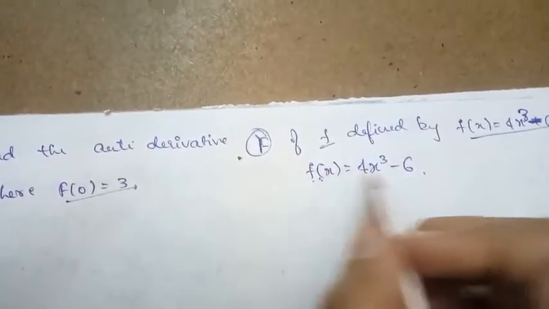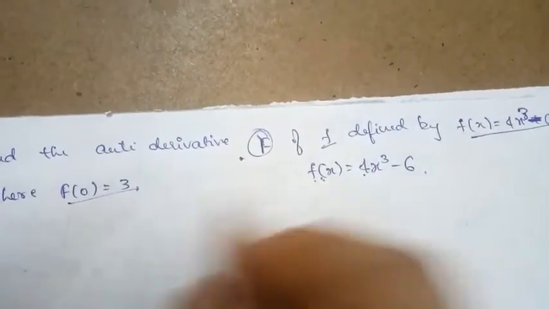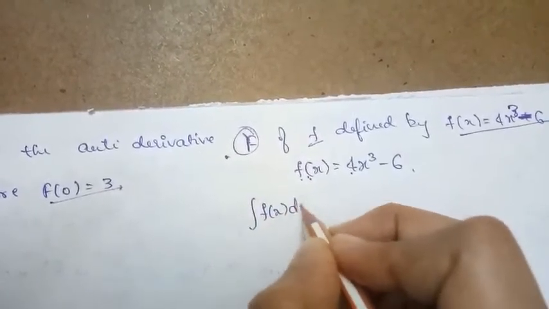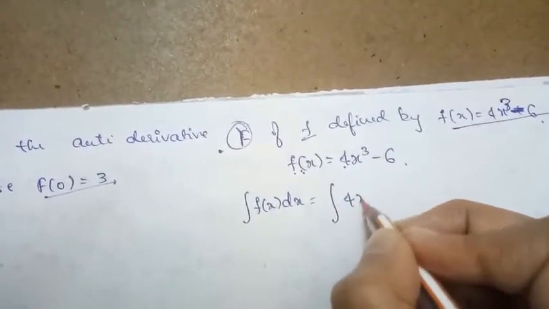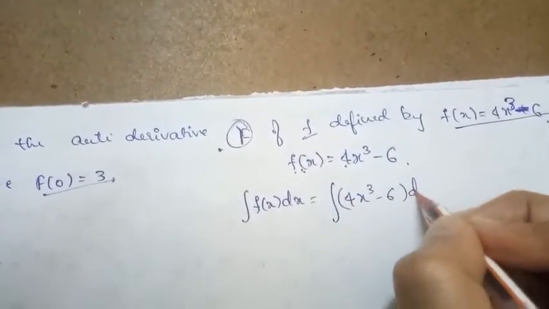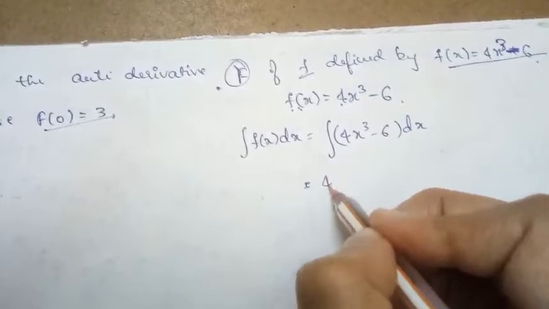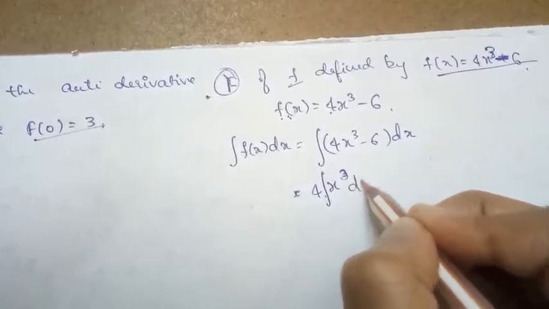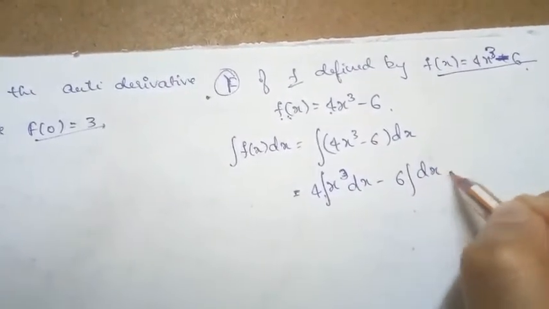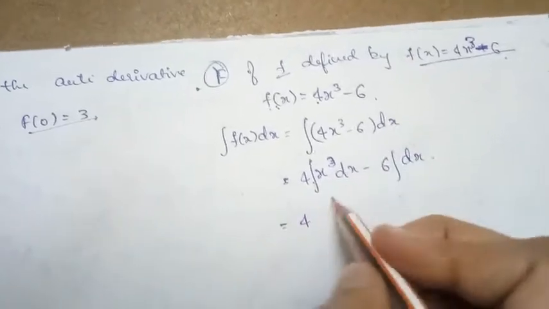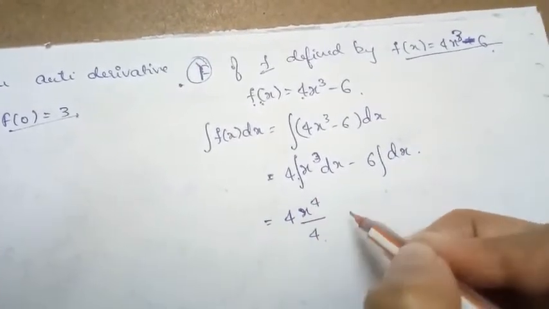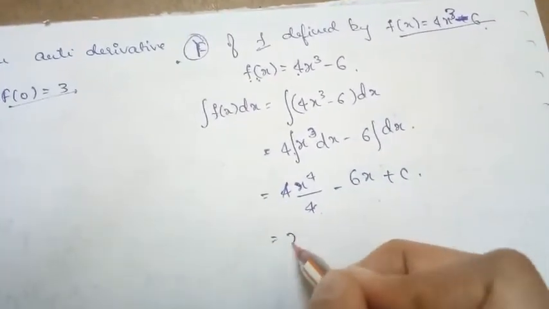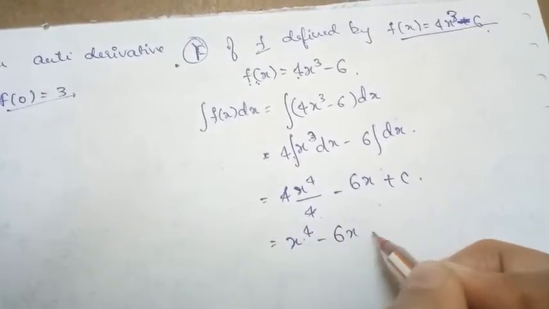Clearly they have given the function as 4x cube minus 6. To find an antiderivative means what it implies? It is nothing but integration of f of x dx, which is integration of 4x cube minus 6 dx. So what is the integration? That is 4 into integration of x cube dx minus 6 integration of dx. 4 integration of x cube dx is x power 4 divided by 4 minus 6x plus c. So 4 gets cancelled. The antiderivative is x power 4 minus 6x plus c.